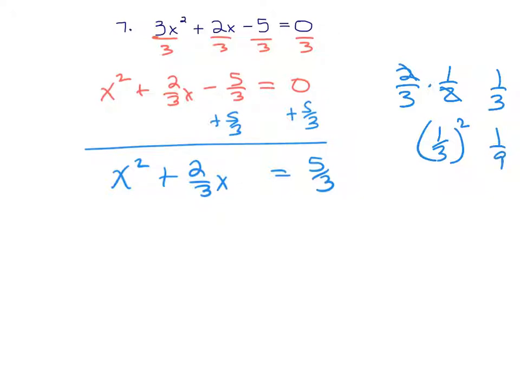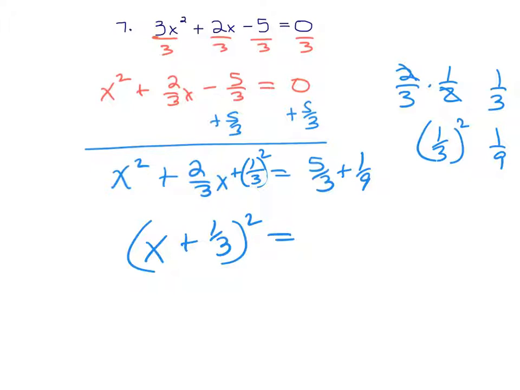So what I'm adding to both sides is 1/9. So in here, you could put 1/3 squared. Over here, I would show it as 1/9. All right, so now factor it. It becomes x plus 1/3 squared. I need to find a common denominator between 3 and 9. So 5/3 plus 1/9. My common denominator is going to be 9, so I'm going to times the top and the bottom by 3. This becomes 15/9 plus 1/9. So this side becomes 16/9.